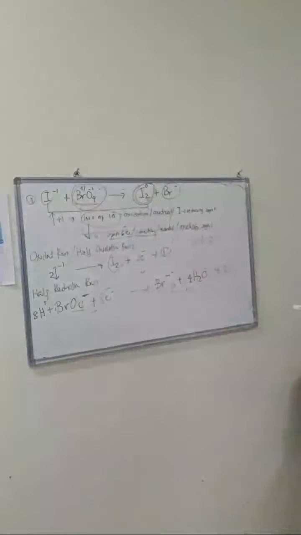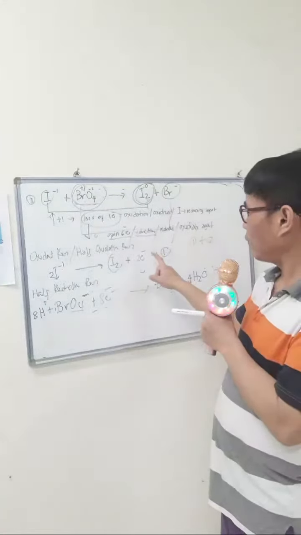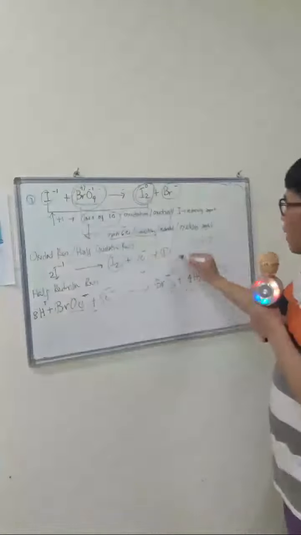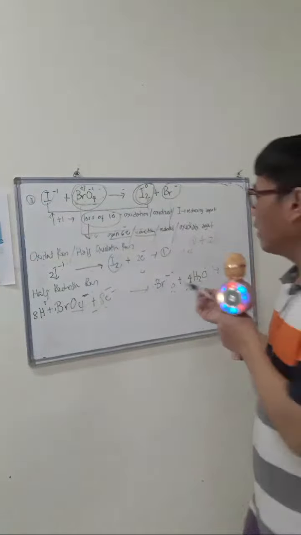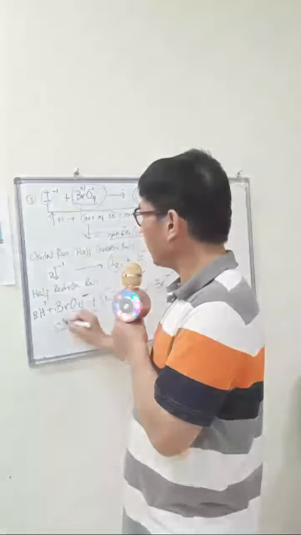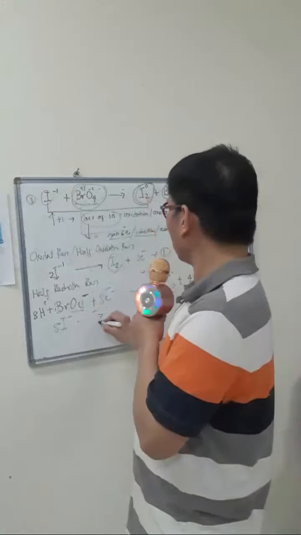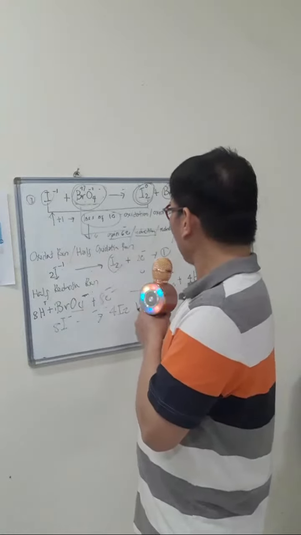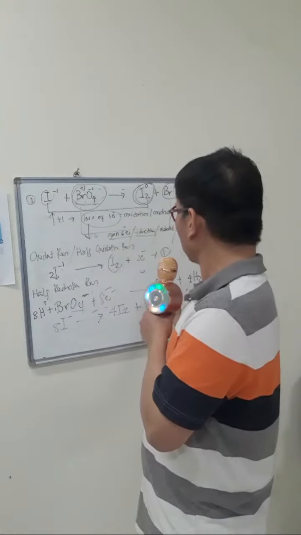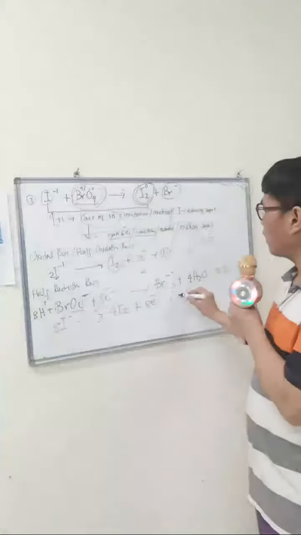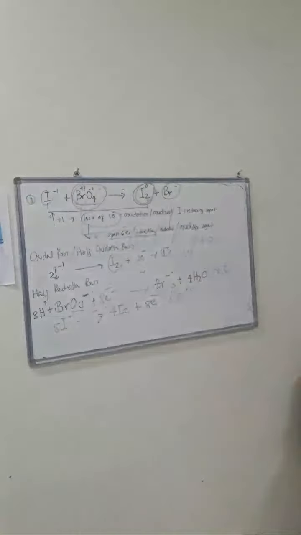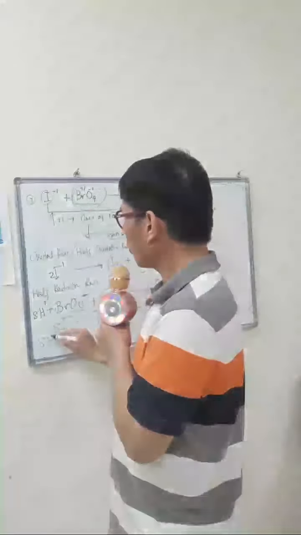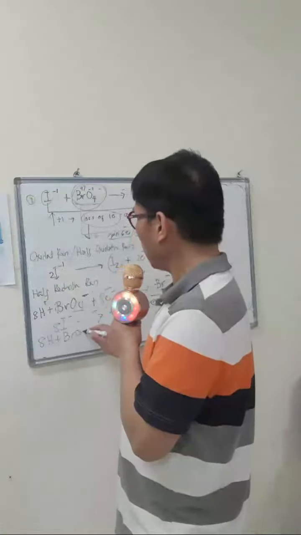Okay? So if it is 8, we need to multiply this oxidation by 4. Times 4 the first equation. So it will become 8 iodide is equal to, 4 times 2 also, so 4 iodine gas plus 8 electrons, right? Yes, equation 1 finally. Equation 2, no need because it's also 8 electrons. Just copy directly. So 8H plus bromate.